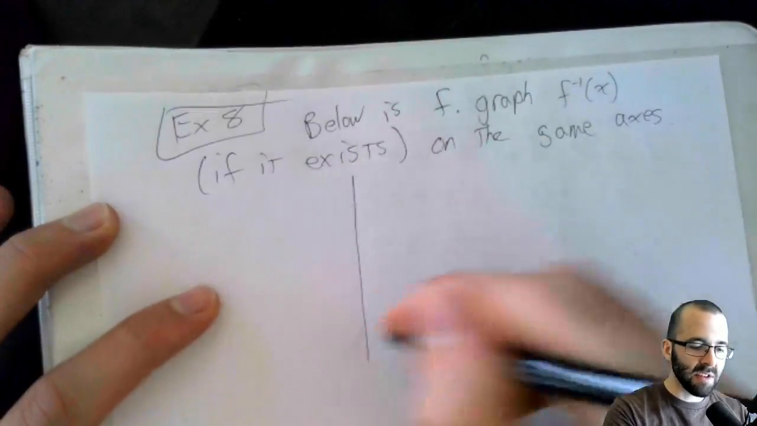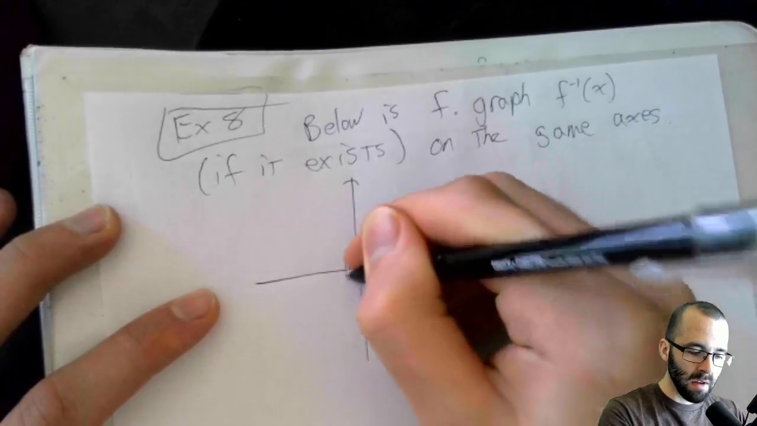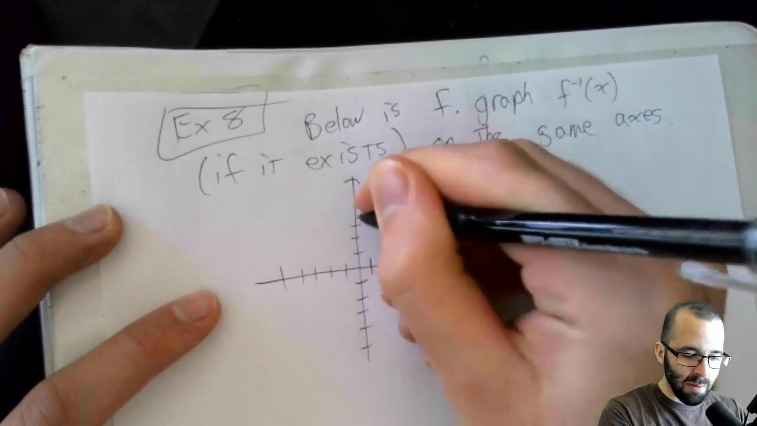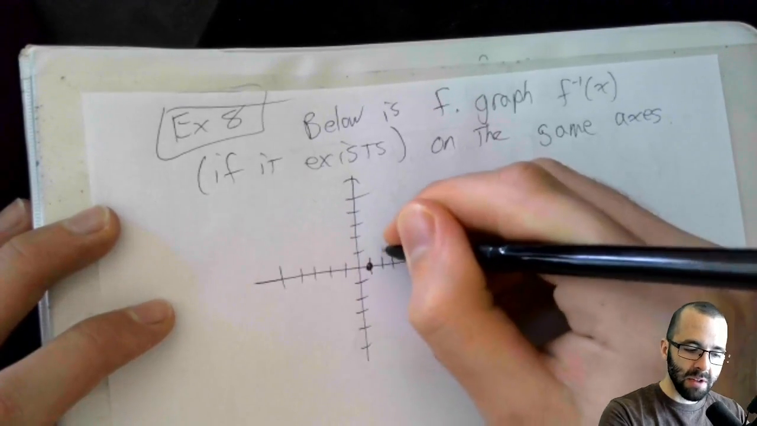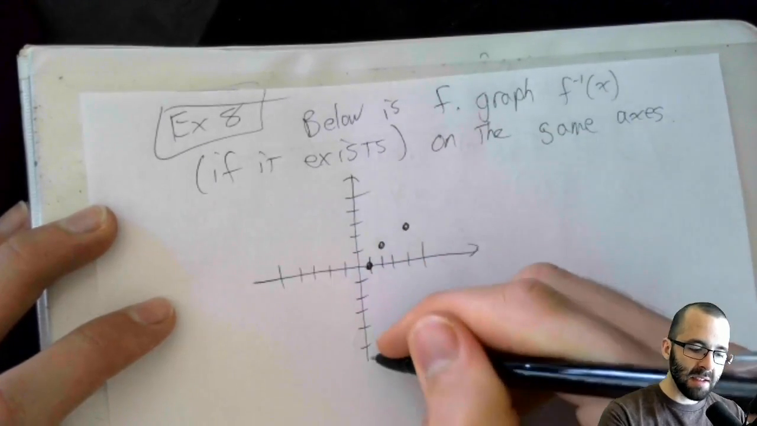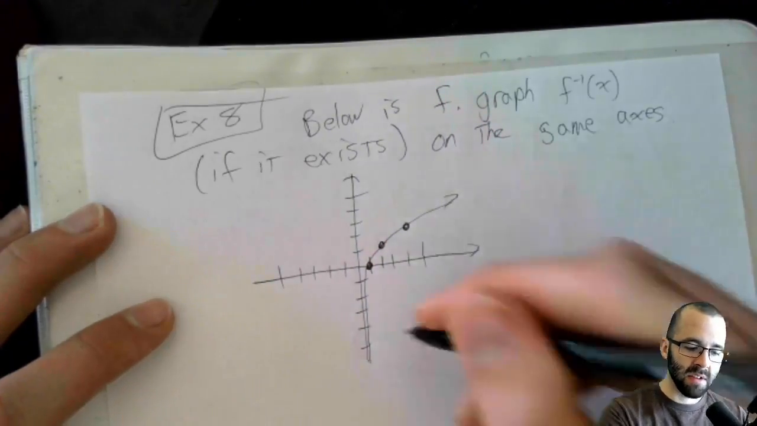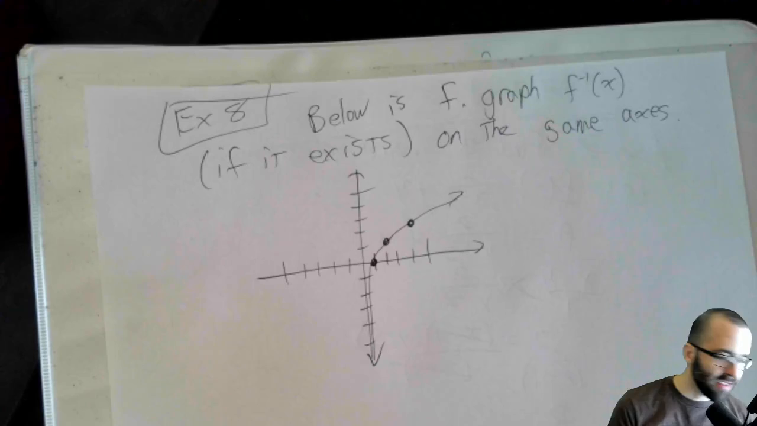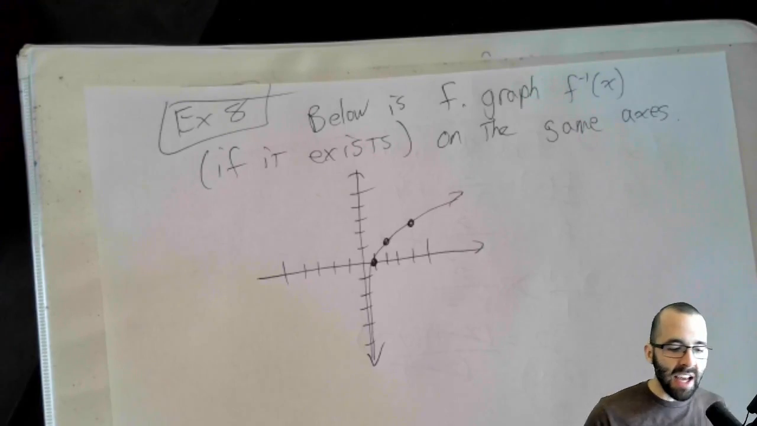So, here's a graph that's going to be given to you. And let's say this graph has the points, say (1, 0), (2, 1), (4, 2). Let's say it has an asymptote at the y-axis. Then it grows from there. So you might say, wait, Jason, I don't know what f is. How the heck am I supposed to graph what f inverse is? And the answer is to look at the points, right?